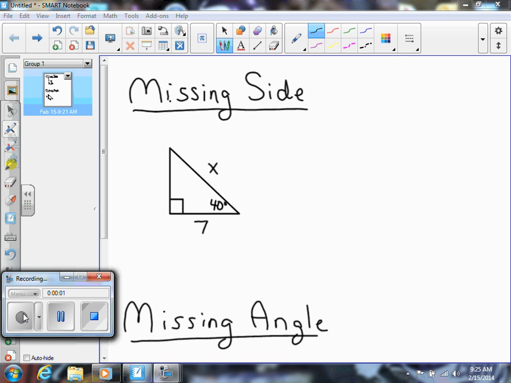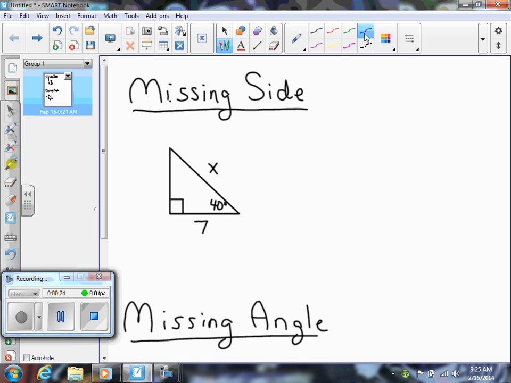Today we're looking at two common questions in grade 10 trigonometry, which are finding a missing side and finding a missing angle. And we'll find that the steps involved with both are very similar. First of all, I'm given a right triangle with two sides labeled. One is x, one is 7, and an angle given as 40 degrees and one is 90.